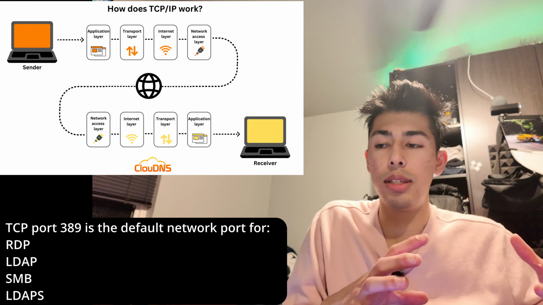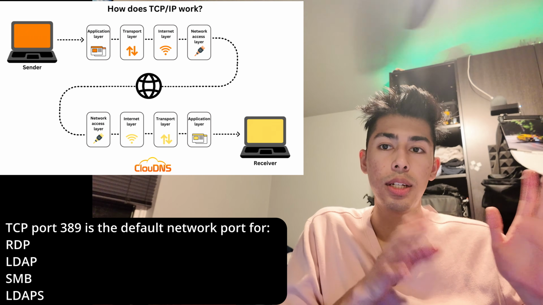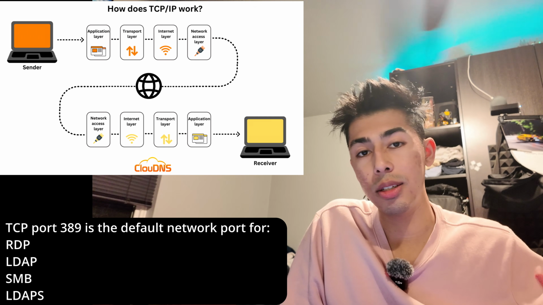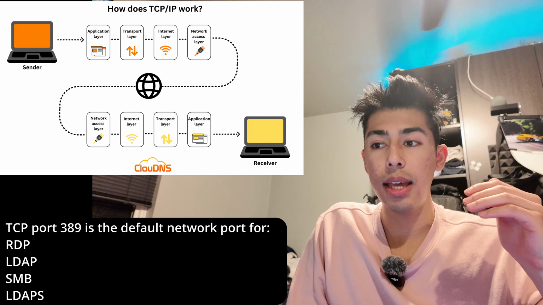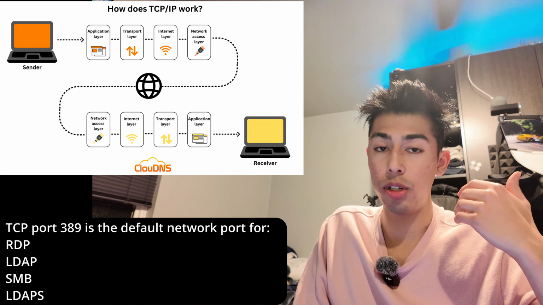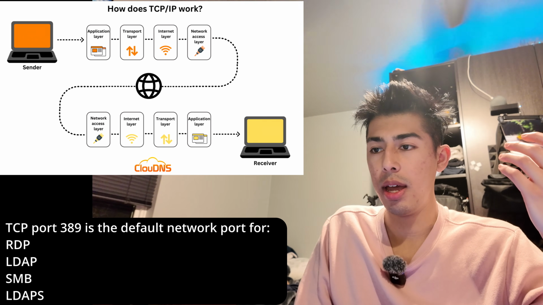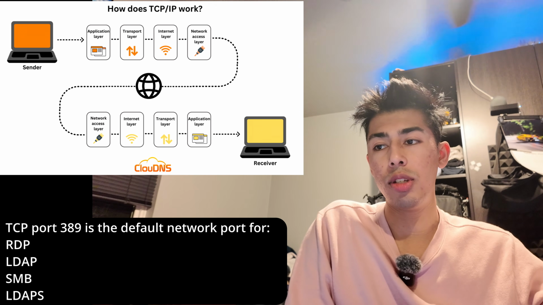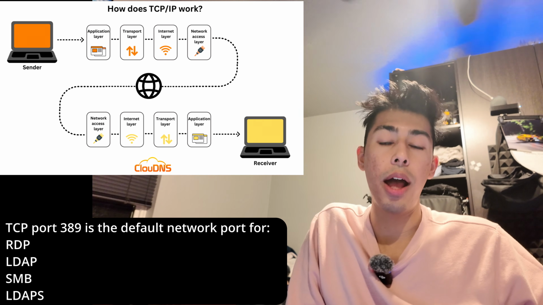LDAPS actually uses a higher port. It's port 636, so that's for LDAPS. So again, LDAPS uses port 636. SMB is going to use multiple ports, TCP 445 and TCP 139. And then RDP is going to use TCP 3389.